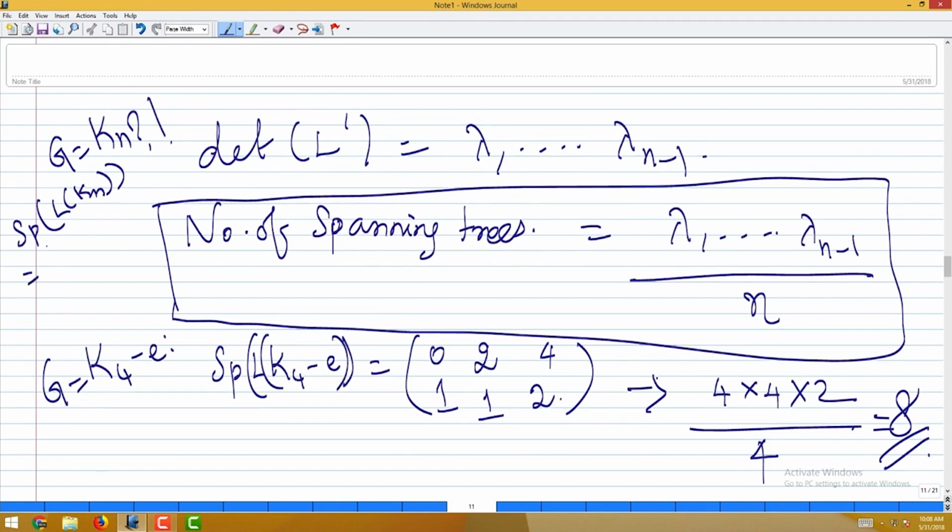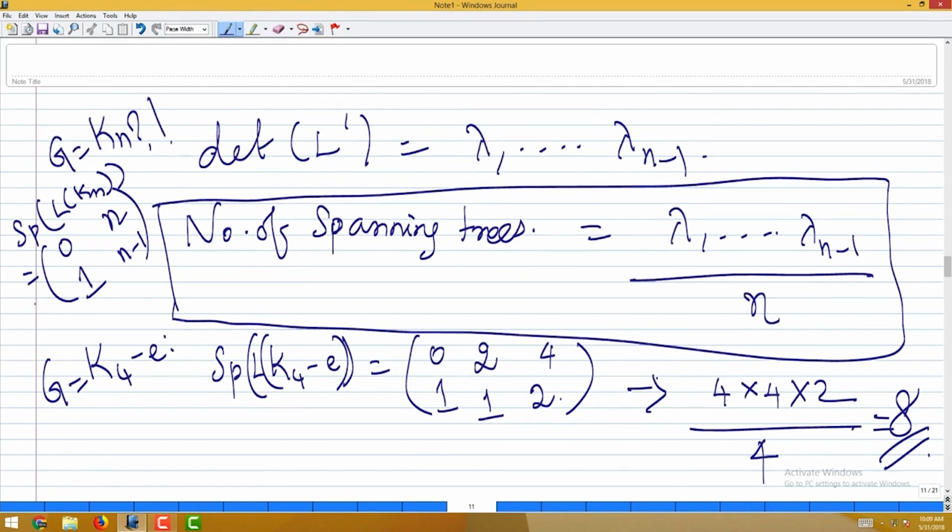So, the spectrum is nothing but 0 and n. How many times? 0 appears once and n appears n minus 1 times, because Laplacian should have 1 zero eigenvalue. How can I miss that? So, now if you put this back into this formula, you will see that you have n to the power of n minus 1 divided by n.